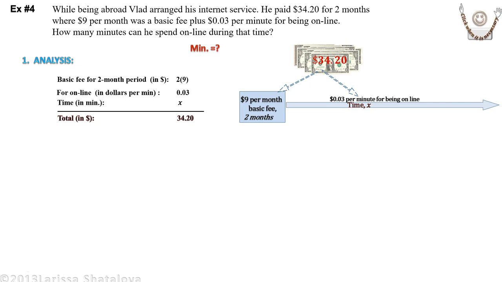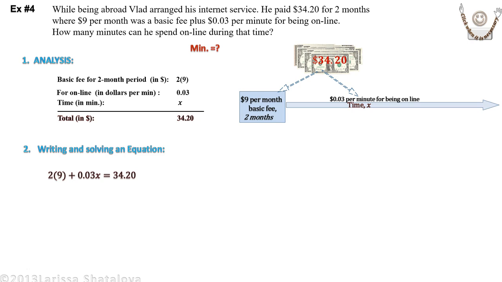Now we are ready to write an equation. 2 times 9 plus 0.03 times x equals 34.20, where 2 times 9 is the basic fee for 2 months. 0.03 times x, this is what he has to pay being online in addition, and 34.20 is the total cost. Now we have to solve this equation.